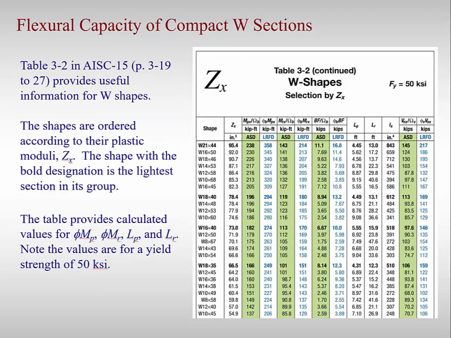AISC Table 3-2 provides useful information for W shapes and actually makes the use of equation F2-2 easier. The shapes are ordered according to the plastic moduli, Z sub x, from largest to smallest. The shape with the bold designation is the lightest section in its group. The table provides calculated values for phi M sub p, phi M sub r, L sub p, and L sub r. Note that the values are for a yield strength of 50 ksi. The table provides other values that will have more meaning in subsequent lessons.